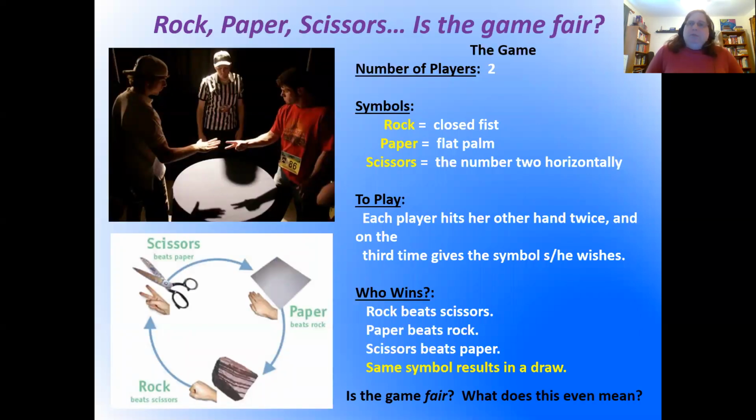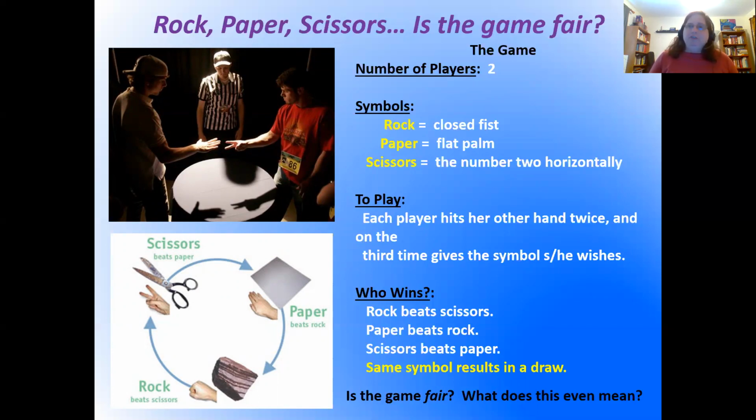So since we're talking about probability, let's talk about a game that's based on probability. The game is one that most people know, but I'll explain it to you in case you don't. It's called rock, paper, scissors. And what we want to know about rock, paper, scissors is: is the game fair? Okay, so how does it work?